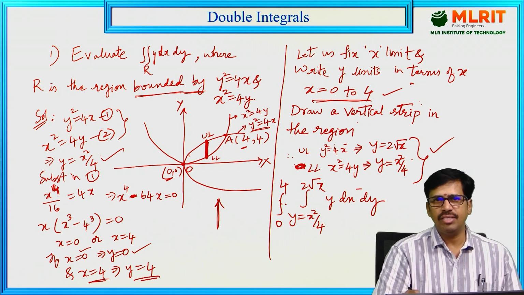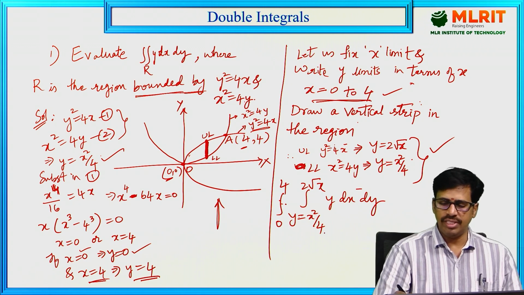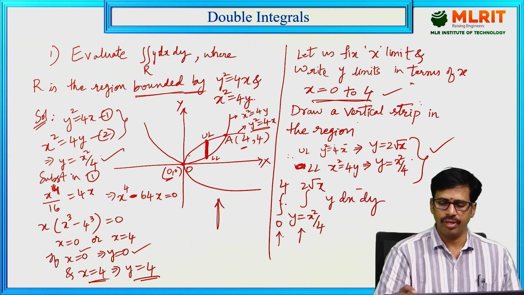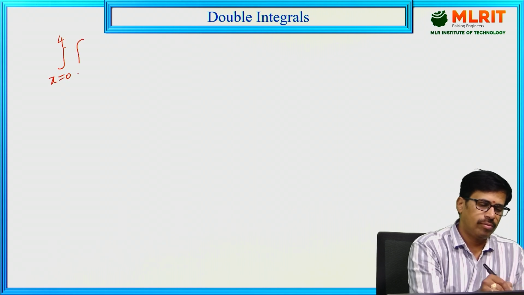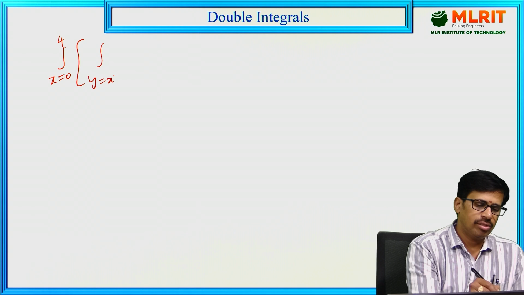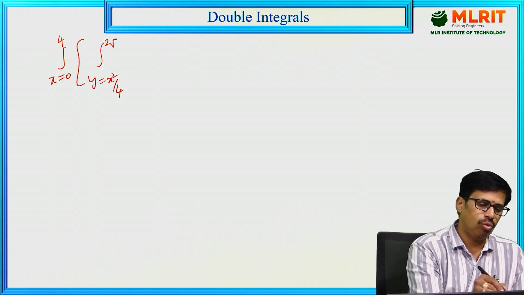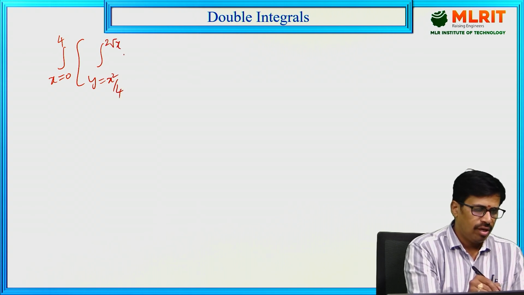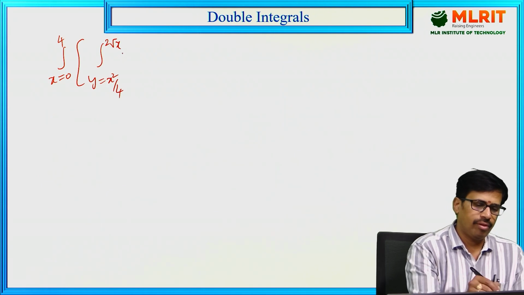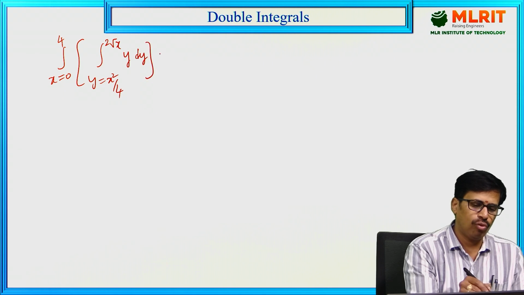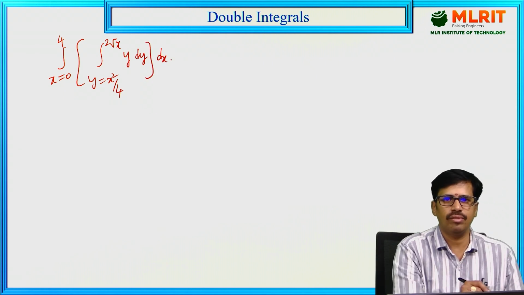Whenever one variable is having constant limits and one variable is having variable limits, first integrate with respect to y, then with respect to the constant limit, that is x. So this can be written as x is equal to 0 to 4, y is equal to x square by 4 to 2 root x. The function given is y, dx dy. First integrate with respect to y, then with respect to x, isn't it?